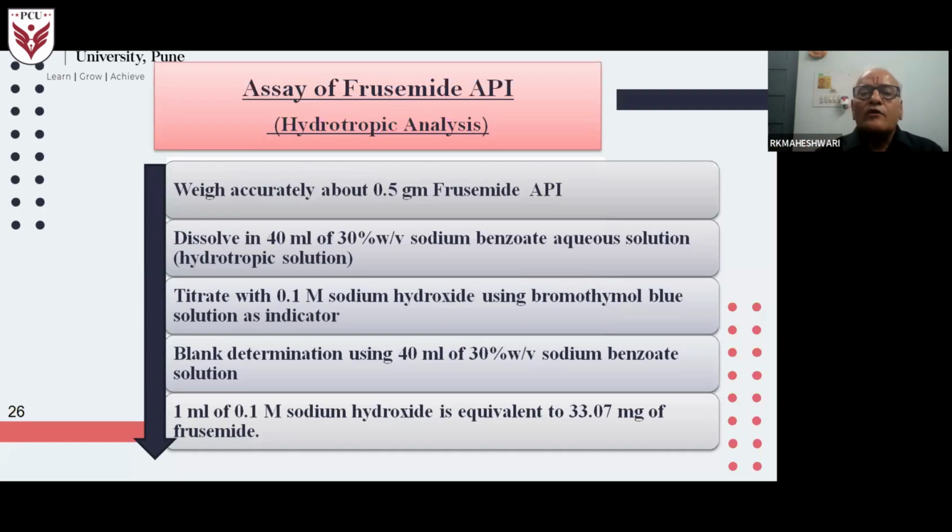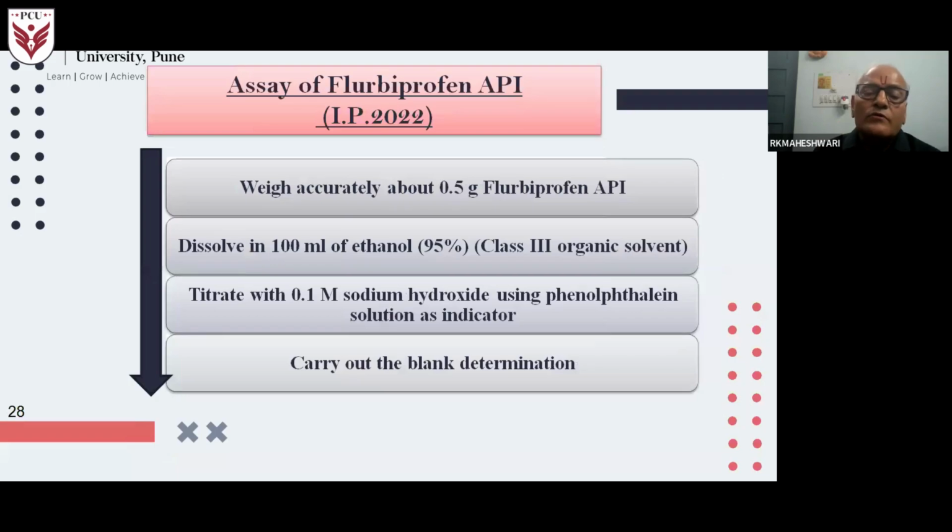So again, what you are learning is that we can replace an organic solvent which is being employed by the pharmacopoeia by a safe and economic solid, sodium benzoate solution. If you have any question, note down the question.